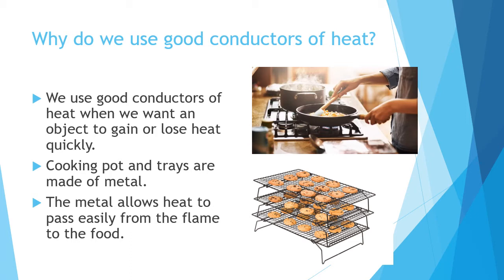So, it says over there, cooking pot and trays are made of metal. So, cooking pot macam this is a cooking pot, ani a cooking pan, a tray macam when you use for baking. So those are made of metal. The metal allows heat to pass easily from the flame to the food.